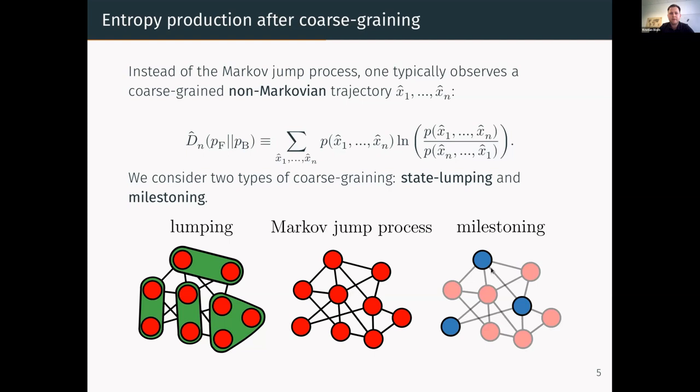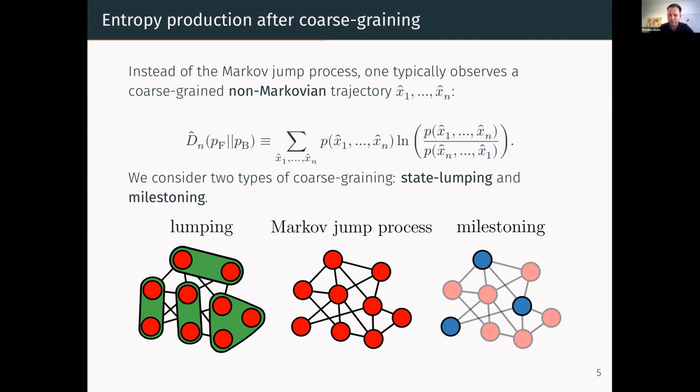And now the difference with lumping is first and foremost that not all the states in the microscopic Markov network are a milestone, so we have certain holes in that sense. And on top of that, I will only see transitions when a trajectory enters a new milestone. So how does that work?